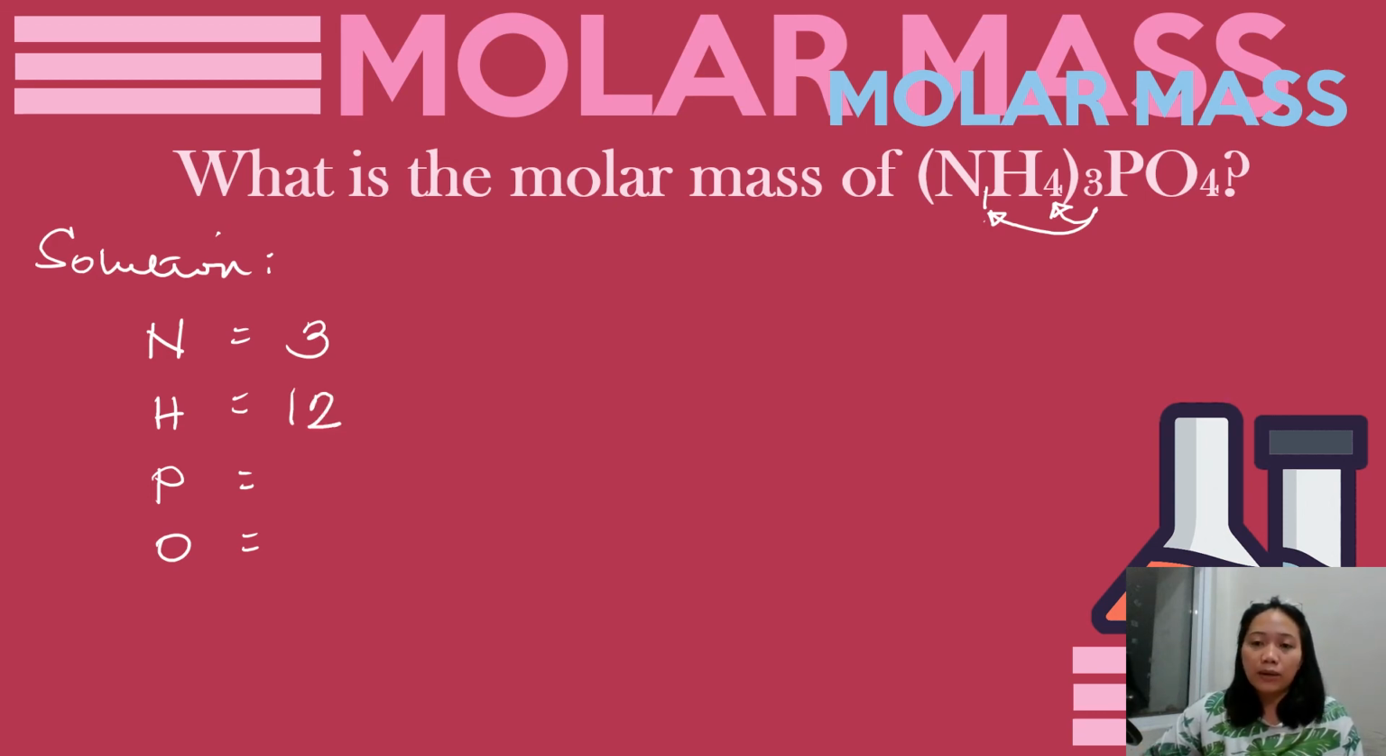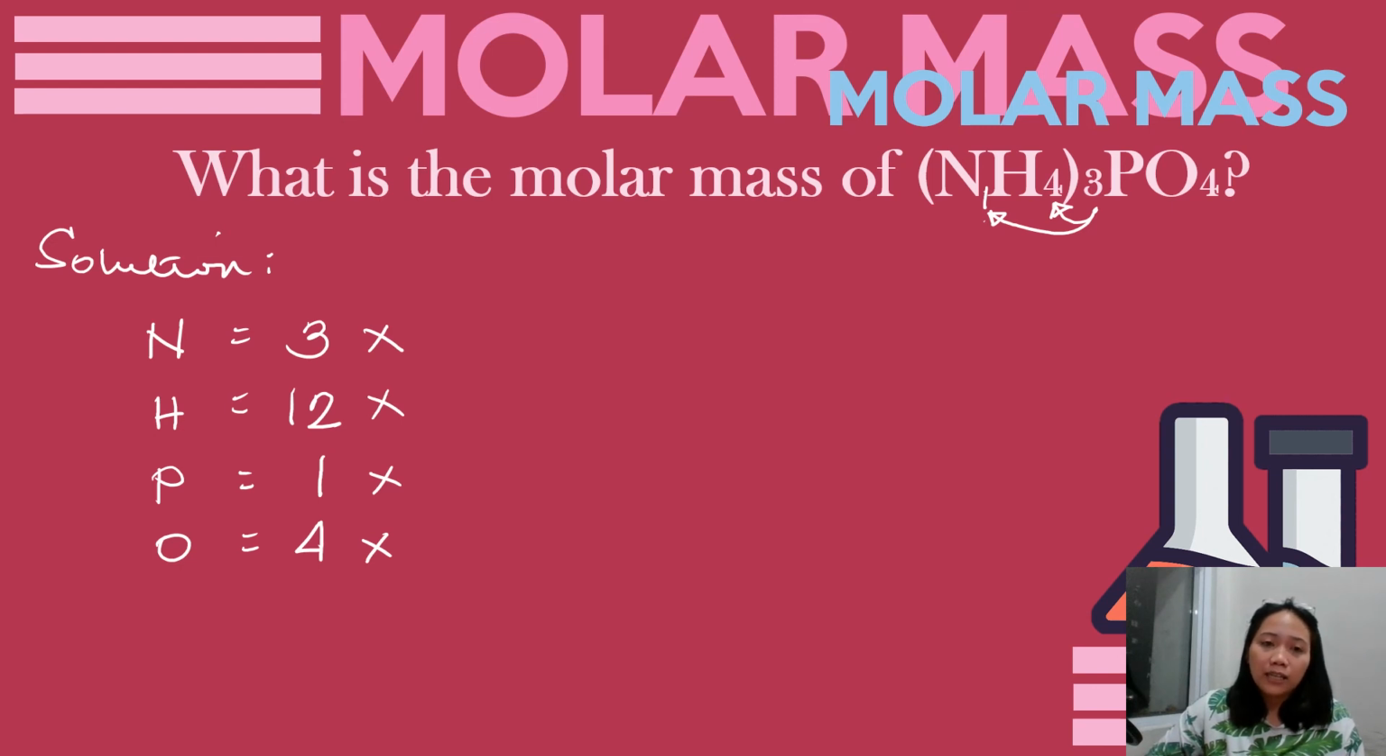Next step is to identify how many phosphorus atoms are there. As you can see, there's 1. Next, and the last but not the least, is your oxygen. If you're going to see, the compound contains 4 oxygen atoms. Then, you multiply everything by the respective molar masses.